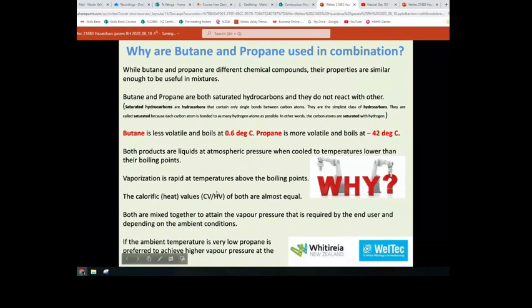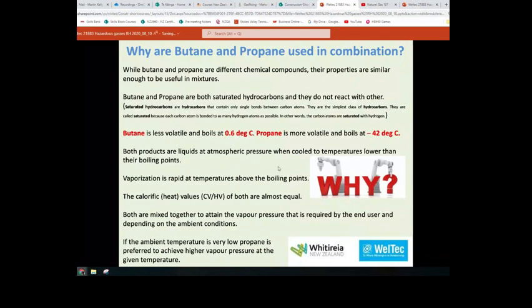Oh, now we're going to get technical. Why are butane and propane used in combination? Butane and propane have different chemical compounds, but they are similar. Their properties are similar. One's got a slightly longer chain, effectively. So they're still hydrocarbons made up of hydrogen and carbon molecules, just a different amount of each one.